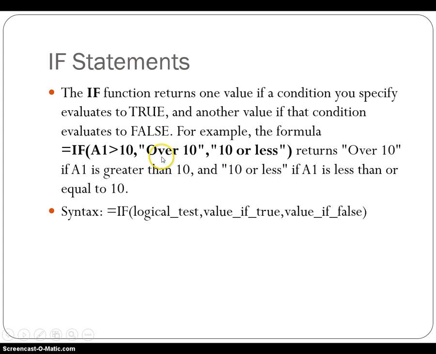So if it's true, if A1 is greater than 10, then in the cell it's going to put "over 10." If it is not, and it proves to be false, then it will put the words "10 or less." Okay? If you look at it in syntax form, this is what it looks like.